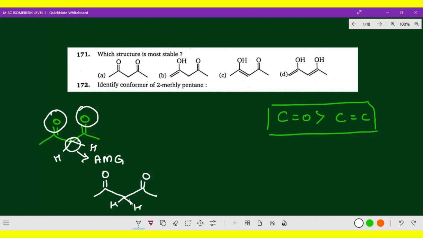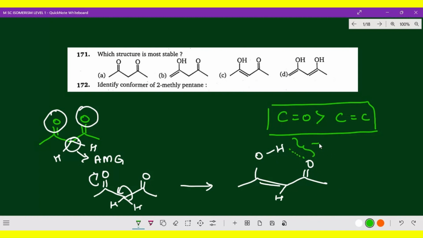Now, this proton is donated, so resonance takes place and you will get the structure in this way. You get the double bond, one hydrogen is available, one oxygen with a single bond, and this hydrogen is going to attach over here. The C double bond O stays the same. Now between the hydrogen and oxygen, intramolecular hydrogen bonding takes place. Actually it is a six-membered ring: 1, 2, 3, 4, 5, six-membered ring.